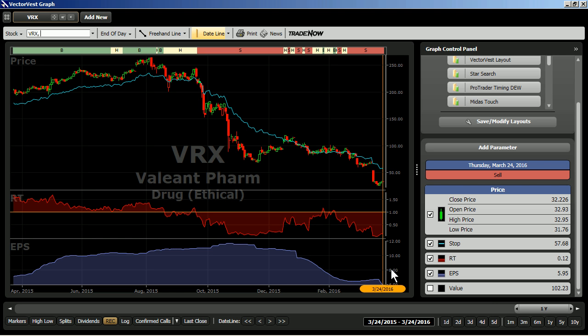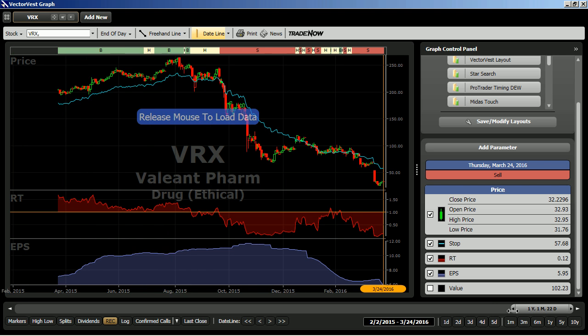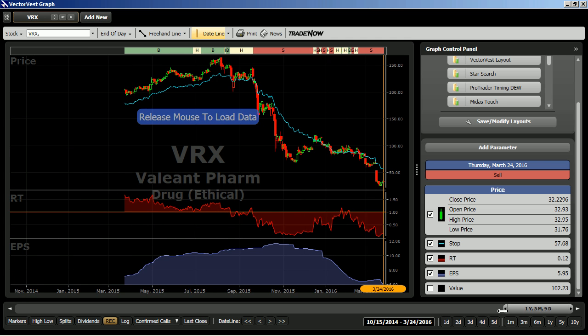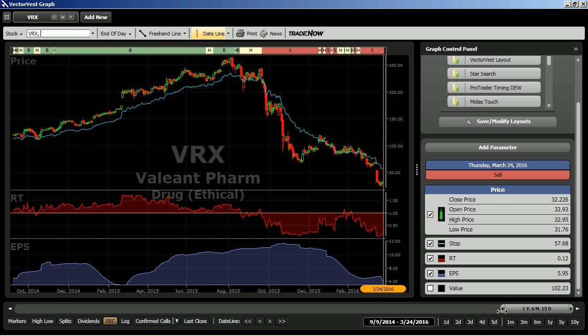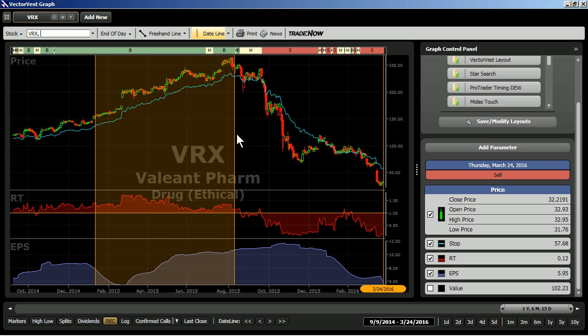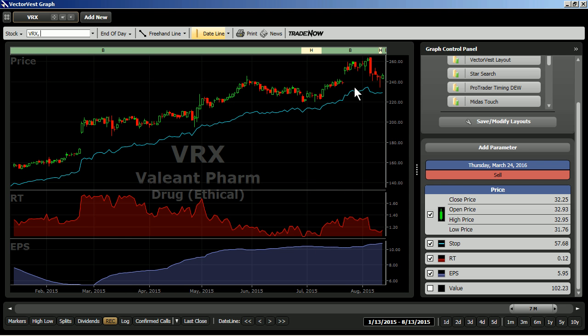And so let's begin with Valeant. The first thing I'm going to do is extend our graph out a little bit to give us a better picture. I'm going to zoom in right to that recent high, which actually occurred back in August of 2015, and take a look. If we were looking at Valeant Pharmaceutical for our VectorVest Simple, it looks great, right?